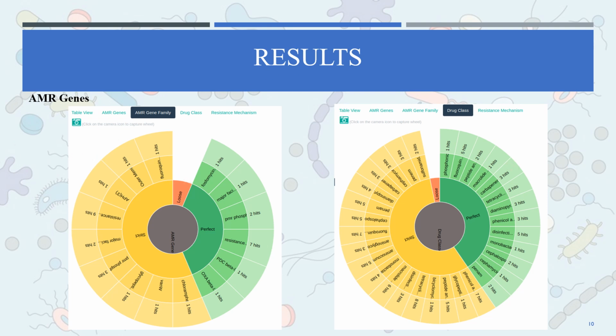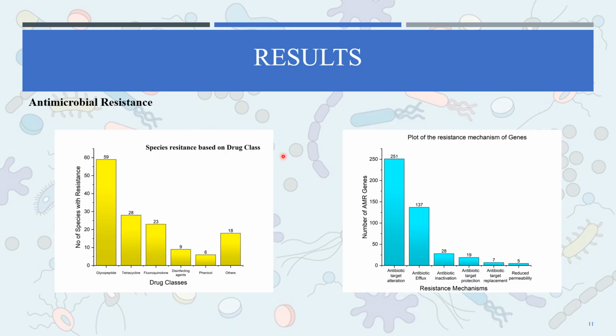So once analyzing all 215 samples, I've made a histogram of all the data across all the human samples. So these are two interesting histogram plots. One is species resistance based on drug class. So if you can see, there are 96 bins that I have reconstructed previously. So there are glycopeptides, that is 59 bins out of 96, and tetracycline and fluoroquinolone and disinfecting agents. So these are the most commonly present resistance patterns.